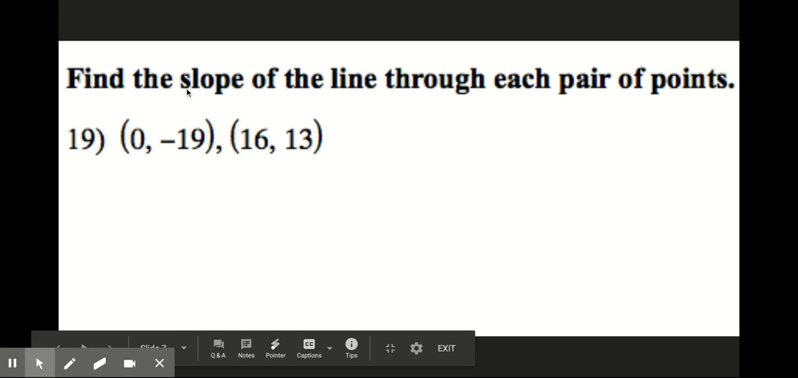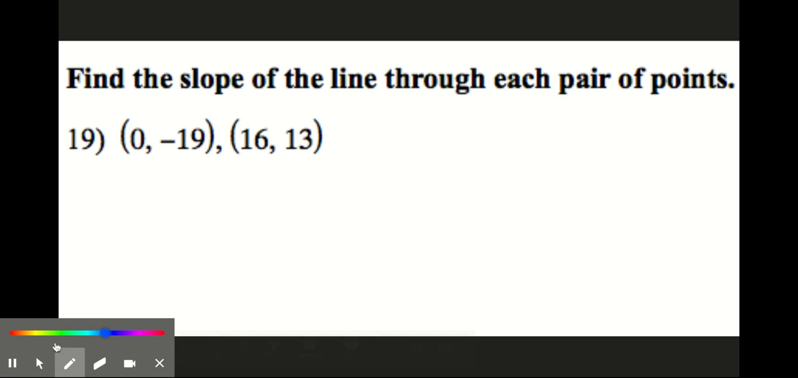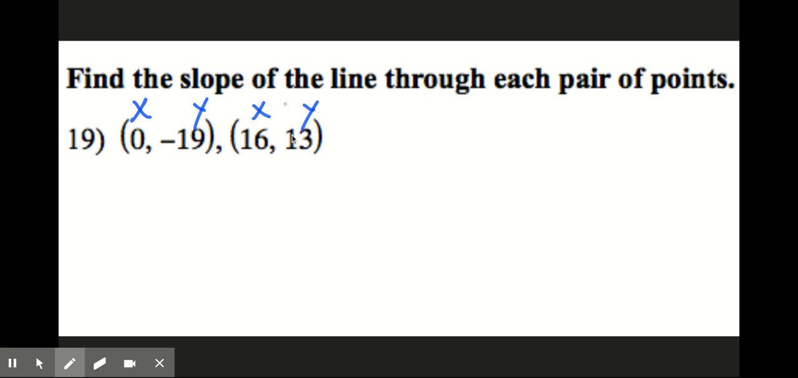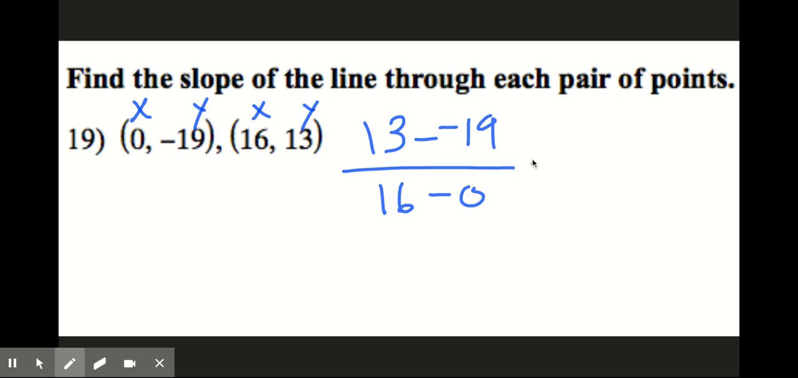Right here, I'm asking you just for the slope, right? So don't overcomplicate things. Sometimes I'll just ask for the slope. What's the rate of change? I'm going to do 13 minus negative 19 over 16 minus 0. As much as these are large numbers, it actually simplifies right down to 2. And that would be it. That would be my answer.